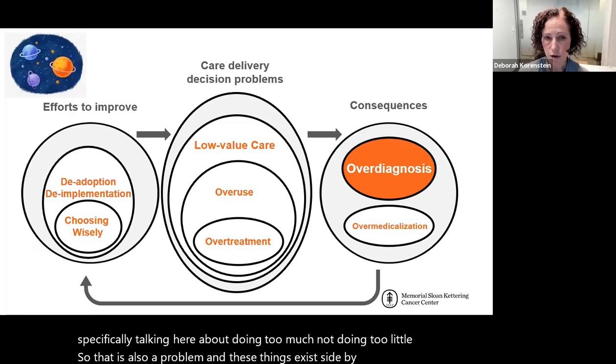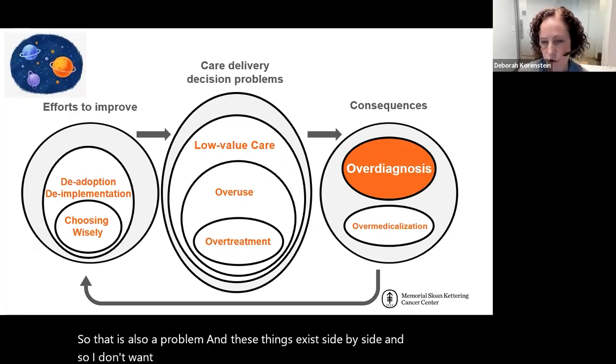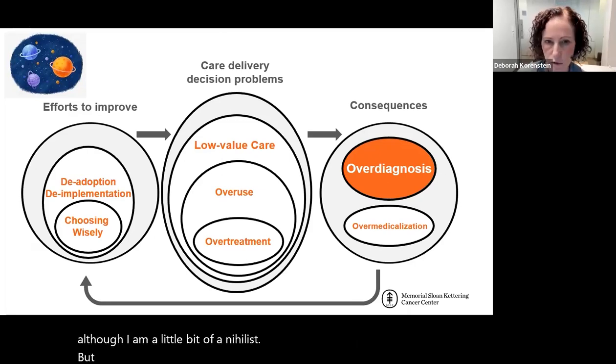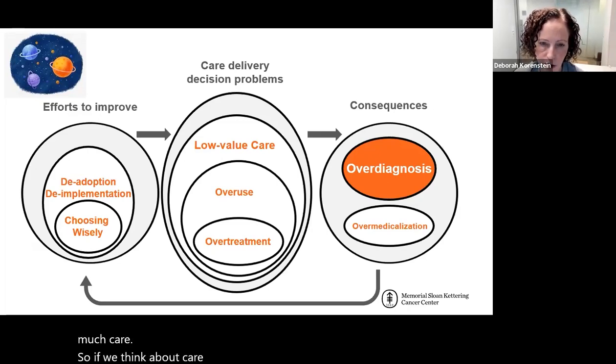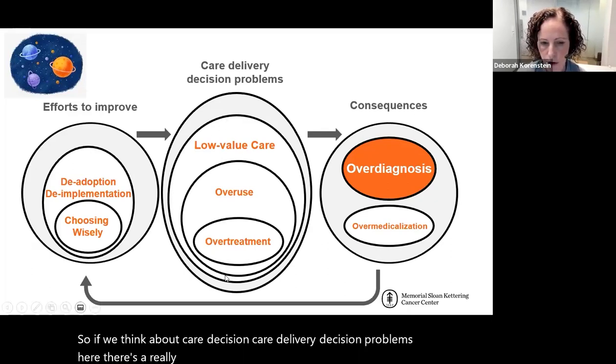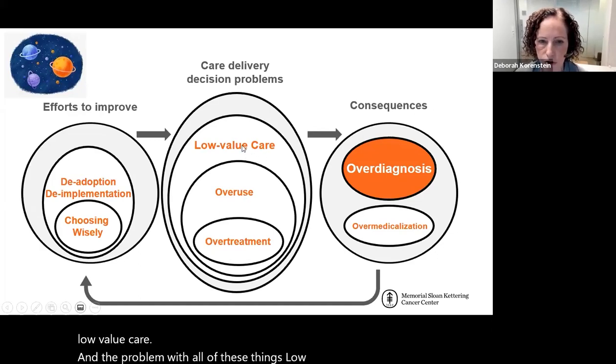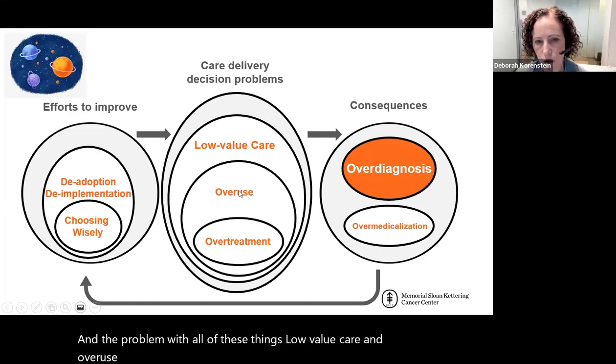So I don't want to imply that everything we do is too much, although I am a little bit of a nihilist. But that's what we're talking about today, problems of really too much care. If we think about care delivery decision problems here, there's a really broad group of them that are referred to as low value care. And with all of these things, low value care and overuse, the definitions really overlap.